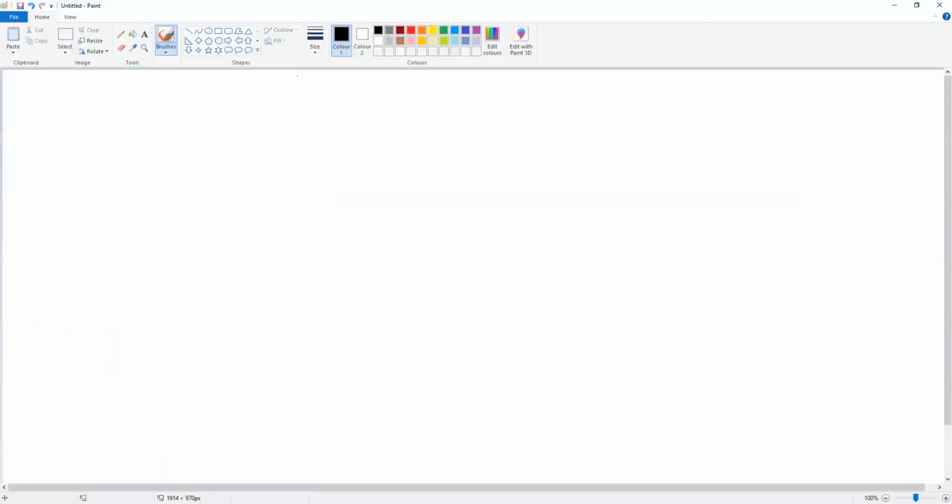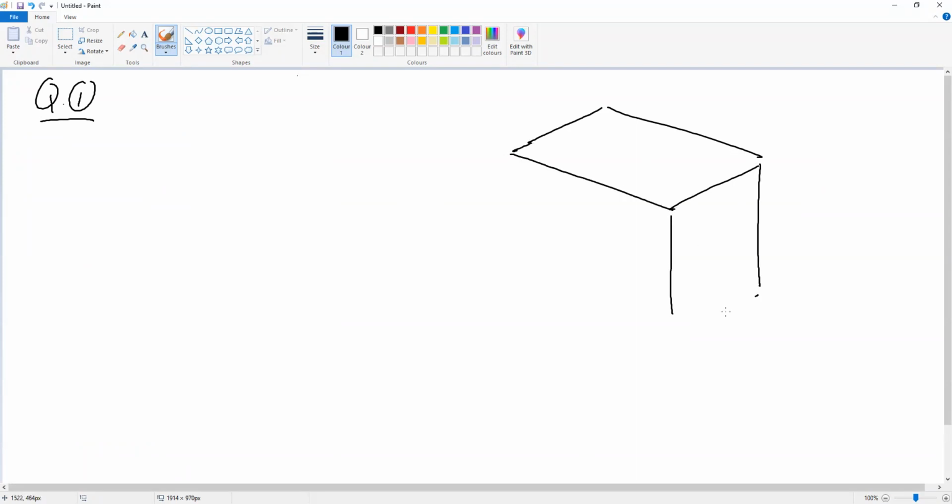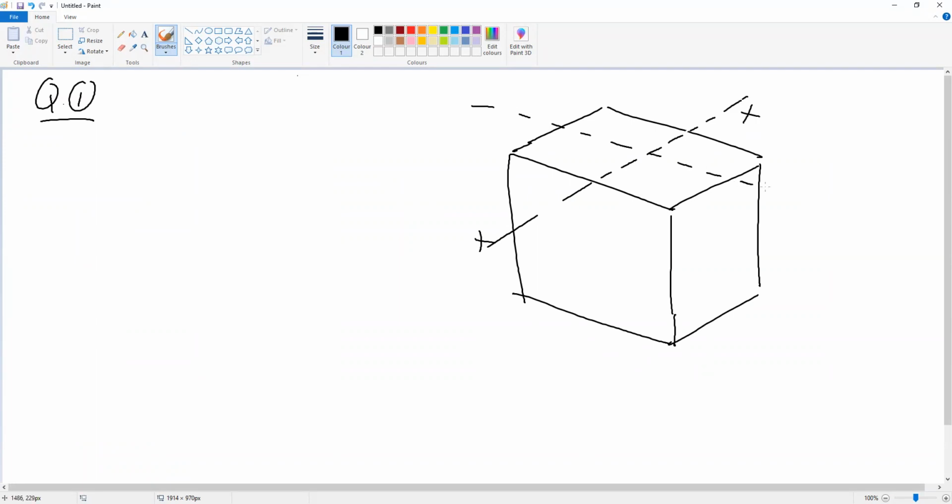So now for example 1, question 1, we have a block, rectangular cross-section block, like that. And this is the axis of this block. This is x-axis, and this is y-axis. So this is the centroid of this cross-section because it is rectangular.